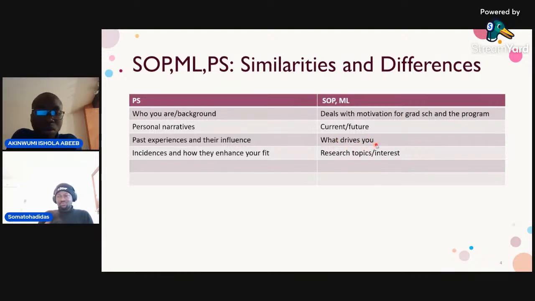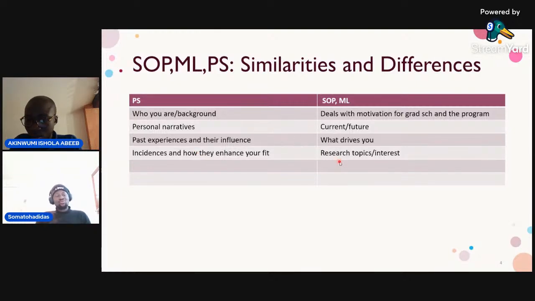It's just about what drives you. What do you have? What are you coming in with? And like I said, the personal statement also contains some incidents you narrate. Sometimes people talk about their health issues, how it affected their grades, or some financial constraints, but how you were able to bounce back and even have a very sterling performance afterwards.